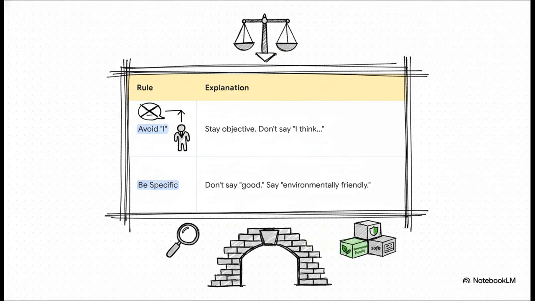Now for a couple of golden rules. Think of these as the building codes that make your structure strong and professional. First, try to avoid using I think or I believe in a formal essay. It just makes your argument sound stronger and more objective. And second, be specific. Don't just say something is good. Tell us how it's good. Is it environmentally friendly? Is it cost-effective? Specifics are what make an argument convincing.